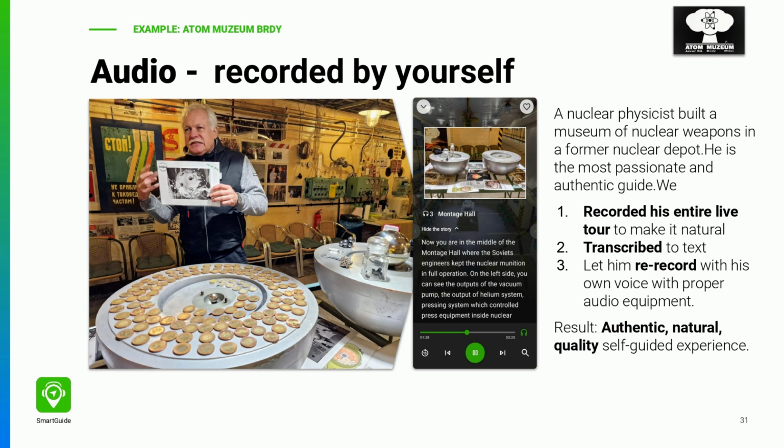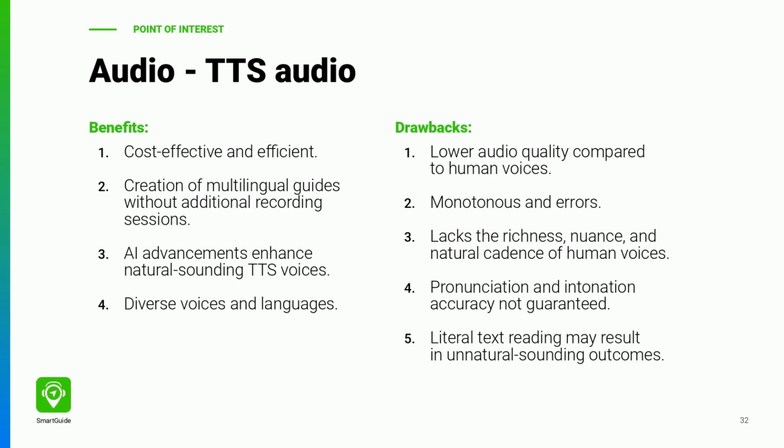We recorded his entire live tour to make it natural, then transcribed it to text and let him re-record with his own voice with proper audio equipment, resulting in authentic, natural, quality self-guided experience. If budget is a constraint or if you expect frequent changes, you can use text-to-speech. If you don't provide audio, SmartGuide will automatically record audio with the latest AI-powered voice.